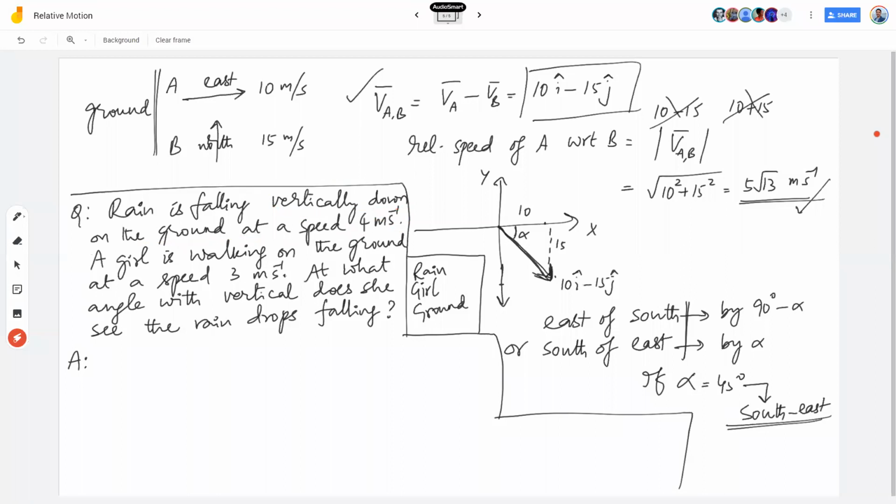What else? A girl is walking on the ground at a speed of 3 meters per second. Speed 3 meters per second. Direction is not given. You can assume your own direction, to the right, let us say, or eastwards, whatever it is. Okay. So that direction you can assume. But she is moving horizontally, perpendicular to the ground. Okay. So again, with respect to the ground, only velocity is given.